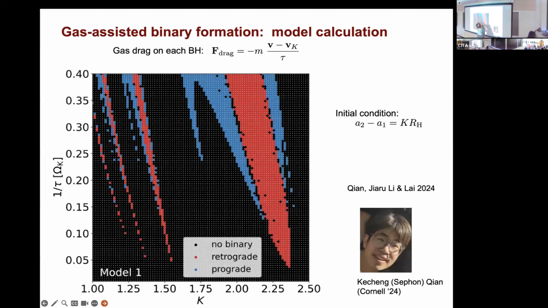Okay, here is the result. The vertical axis is the drag coefficient 1 over tau, and the horizontal axis is that K parameter, the separation. Each dot represents a calculation. Black region means you don't form a binary. Red means you form a retrograde binary. Retrograde means the binary orbital axis is opposite to the original AGN disk. And blue is prograde. So it actually has a very rich structure.